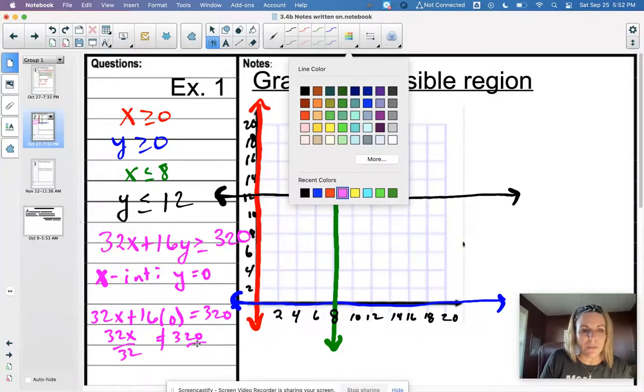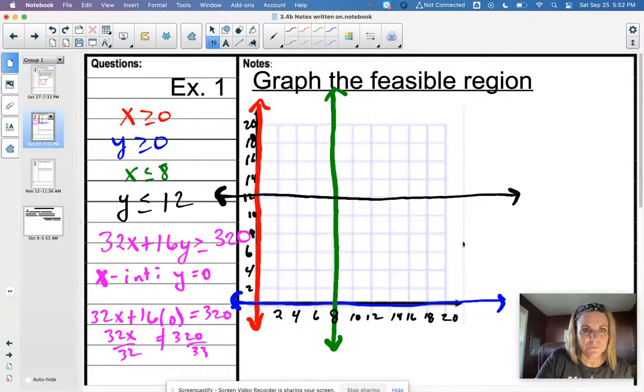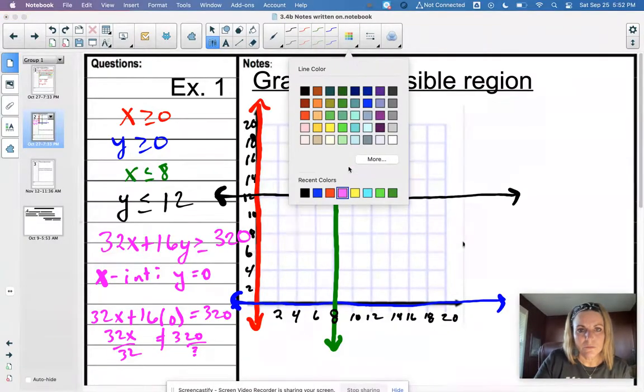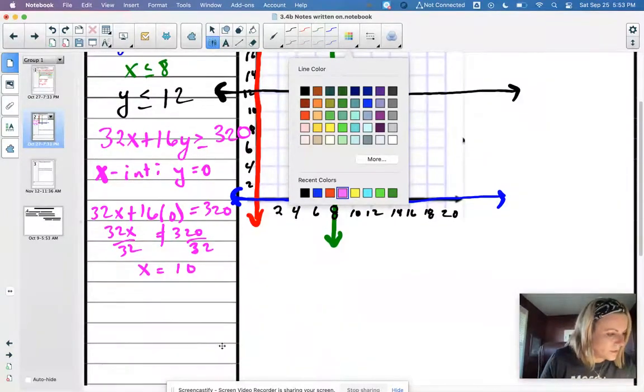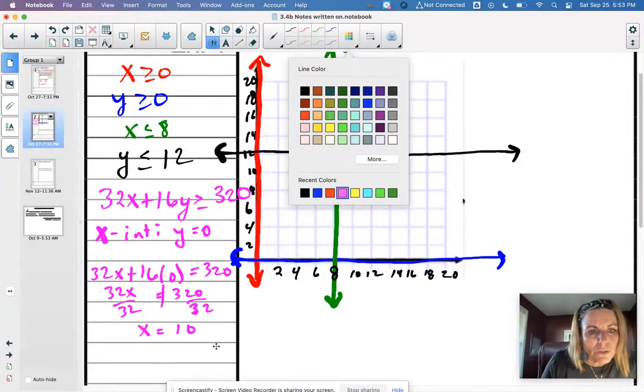And divide both sides by 32. Okay, 32. And we get x is equal to 10. Okay. I feel like I messed up on something here. I'm just double checking everything here. 32x, 320. Yeah. Okay. So our first point then is going to be 10, 0.